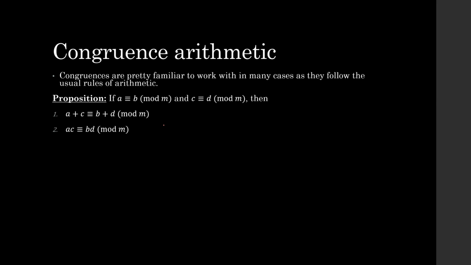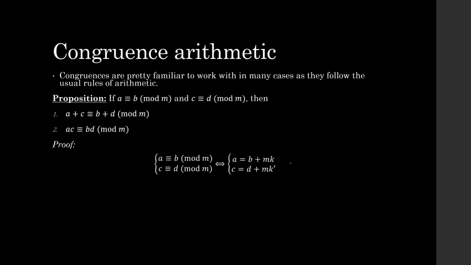And actually, we can do the same with multiplication: a times c is congruent to b times d mod m. To prove that, it's not a very interesting proof; we're just going to be crunching the numbers. We've got that a is congruent to b mod m and c is congruent to d mod m if and only if a equals b plus mk and c equals d plus mk dash. So a equals b plus mk is the same as saying a minus b equals mk, which is the same as saying that m divides a minus b.